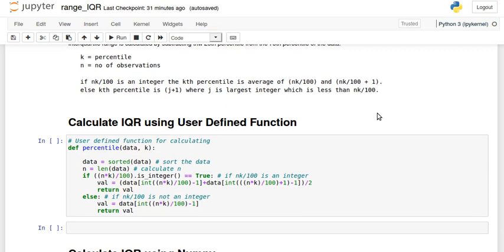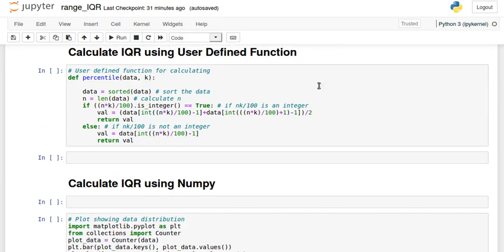So let's calculate the interquartile range using our own defined function. For that we will make a function, and within the function we first sort the data in increasing order, then we calculate n, that is the number of observations.